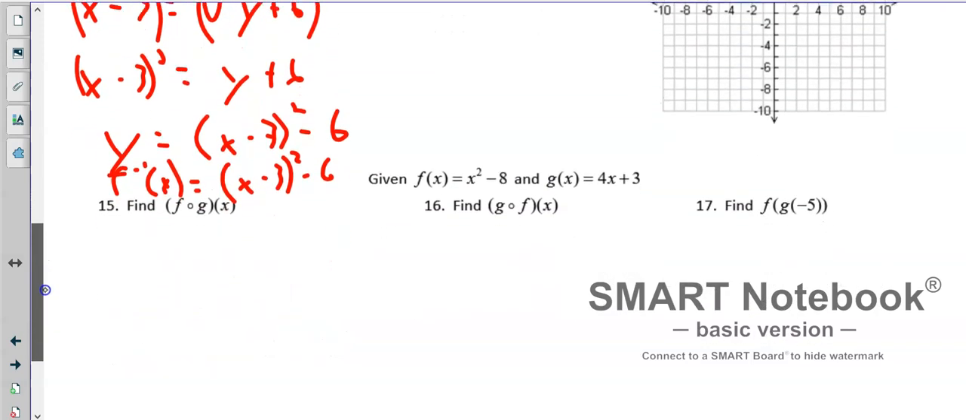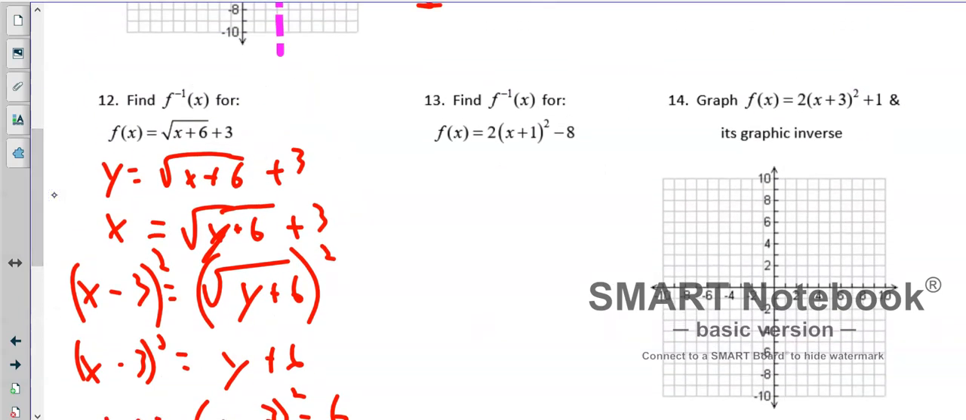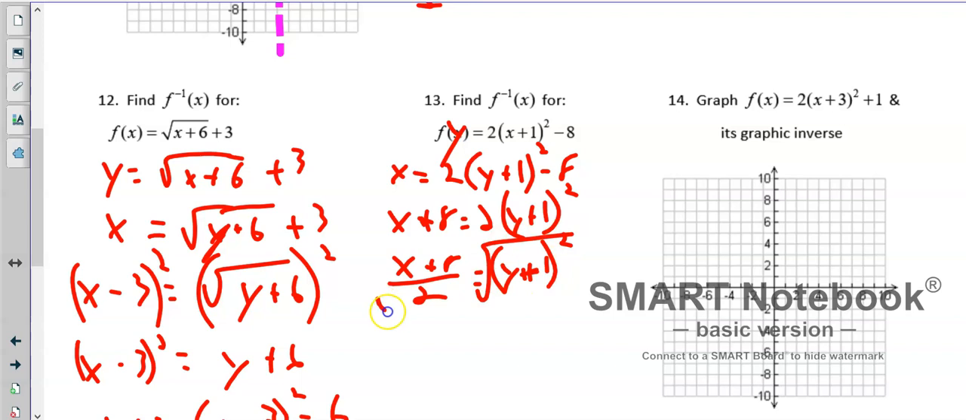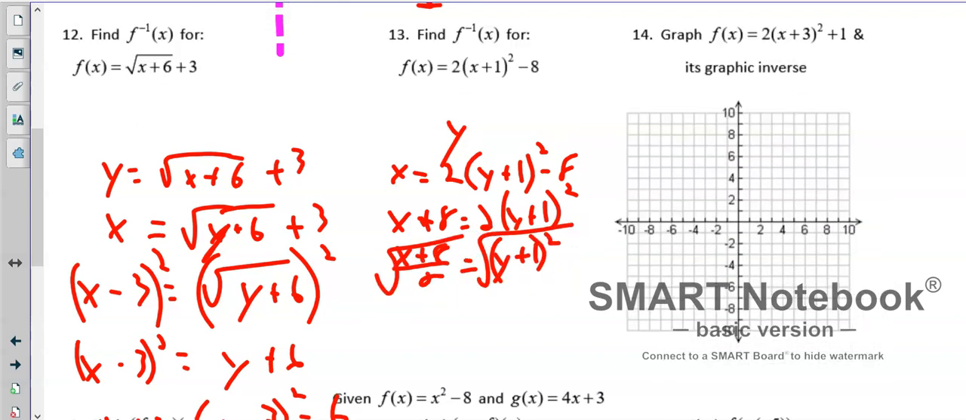All right, this one looks like it screwed up in the printing. So number 13, we're going to do the same thing here. So I'm just going to do this. Save a line. x equals 2 times y plus 1 squared minus 8. Add 8 to both sides. Divide by 2. And then we square root both sides, which gives us the square root of x plus 8 over 2.